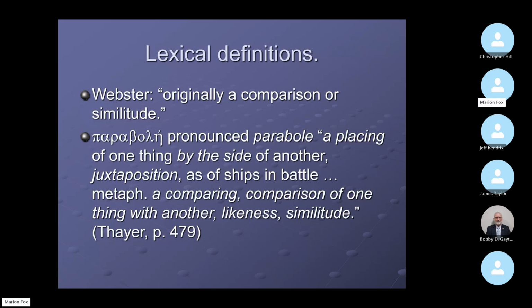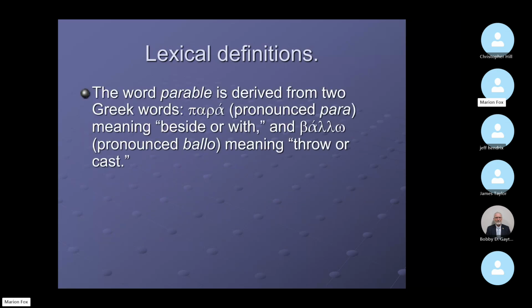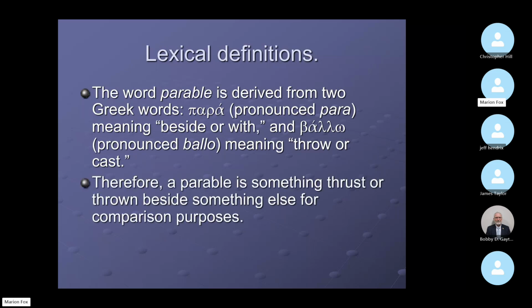Well, a simile does that too, makes a comparison. The word parable is derived from two Greek words, para, meaning beside or with, and ballo, which is the verb form. They just drop the omega and put an eta in there and make it a noun, pronounced bole, meaning to throw or cast. A parable is something thrust or thrown beside something else for comparison purposes. So we're making a comparison.